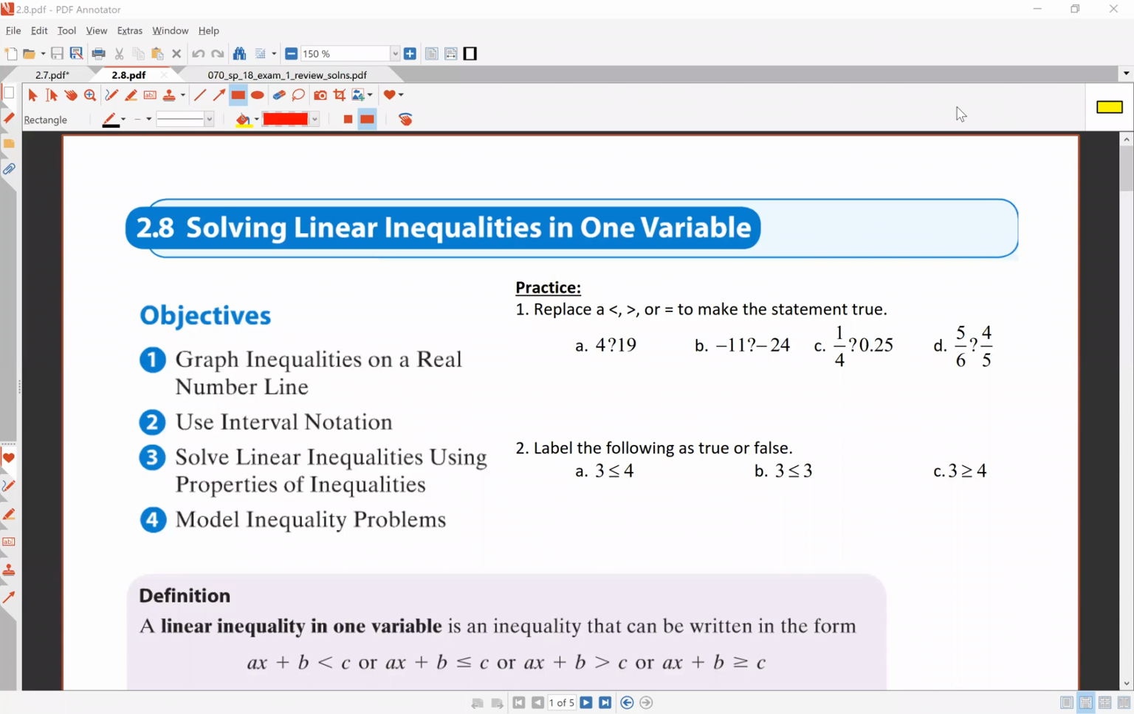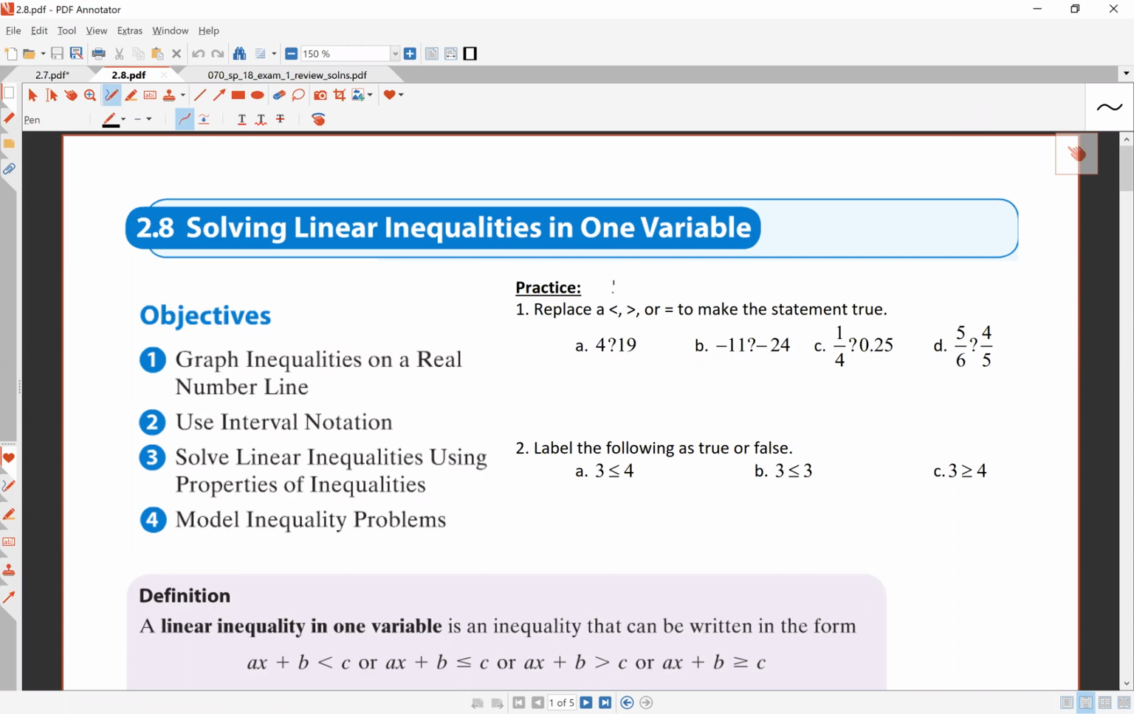This video covers 2.8, solving linear inequalities in one variable, the practice problems. In these practice problems, I want to reorient you with the symbols less than, greater than, or equal to.